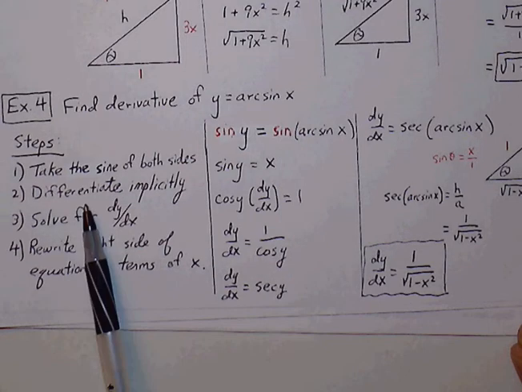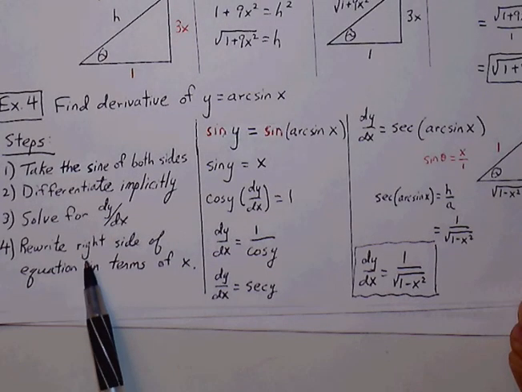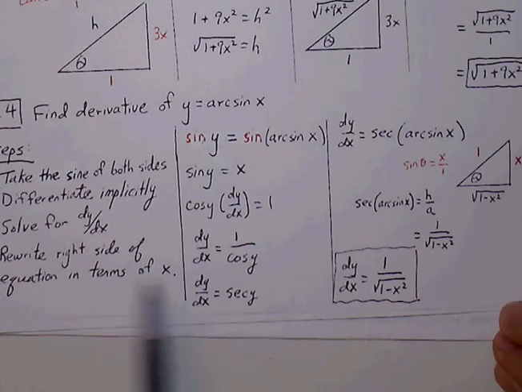Okay. Second step, differentiate implicitly. Third step, solve for dy/dx. And then finally, we want to rewrite the right side of the equation in terms of x. Okay, so let's go through this example here.